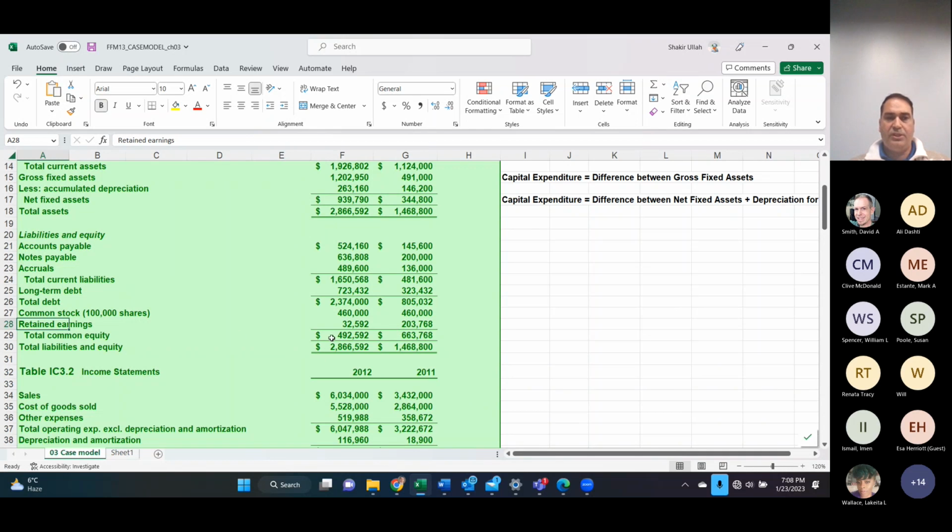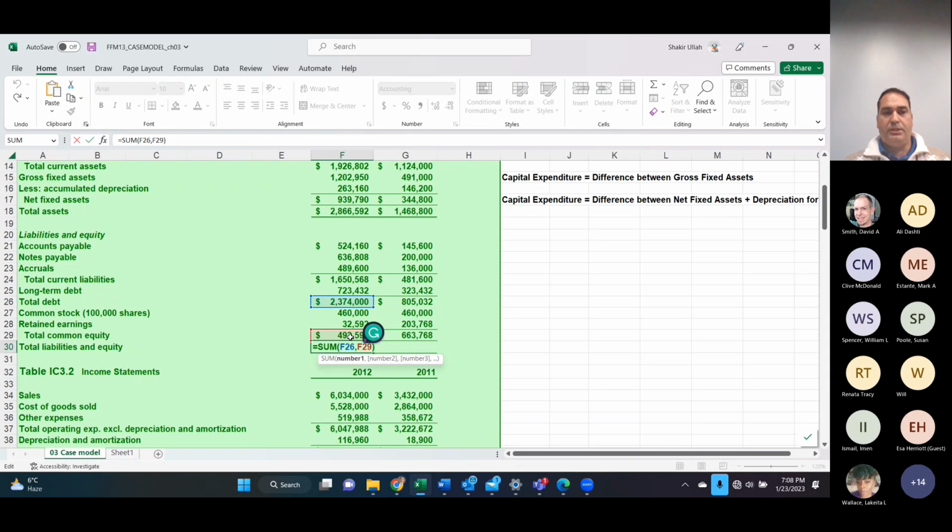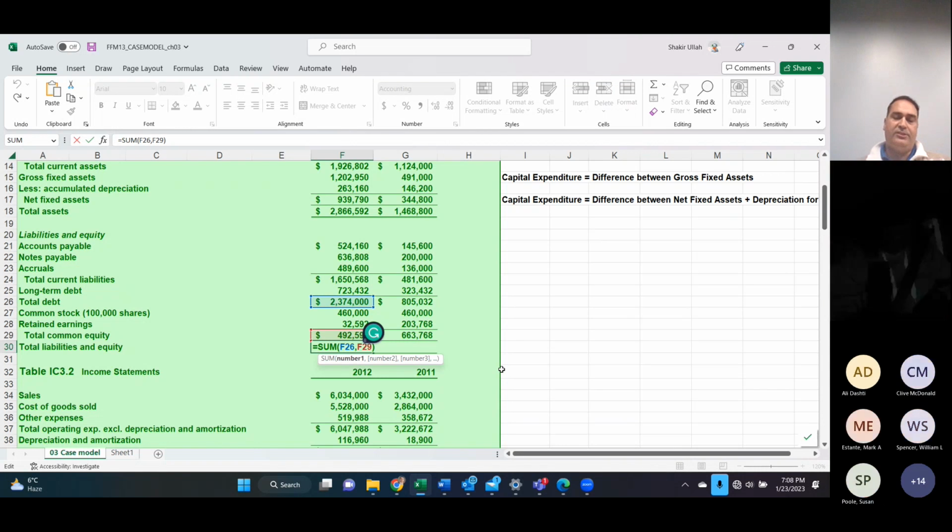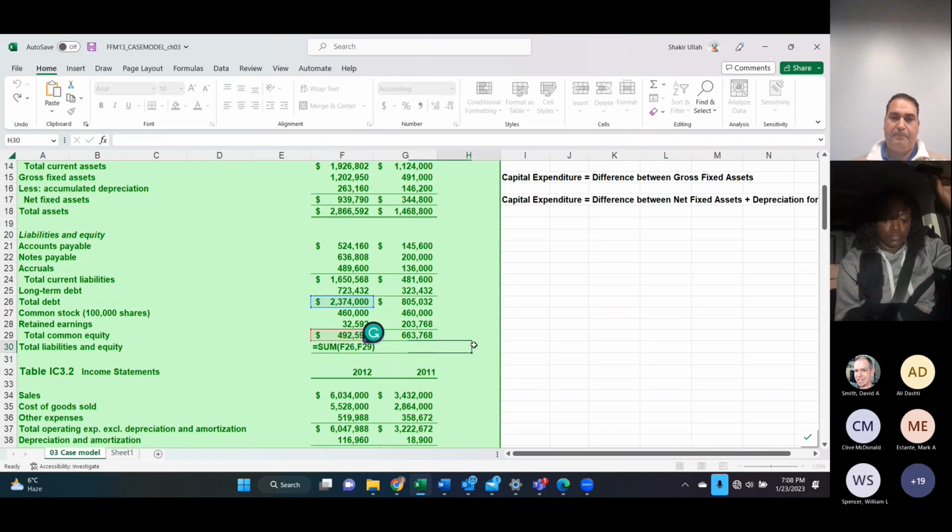So basically, the total shareholders' equity in this case is the common stock that the company initially got, plus the retained earnings. That will be the total stockholders' equity. And total liabilities and stockholders' equity will be equal to the common equity plus the total debt. That is the right-hand side, or the other side, of the balance sheet.